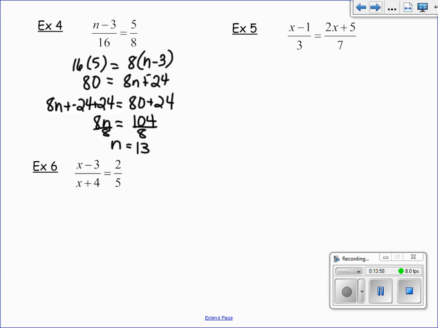Example 5, you can see it's kicked up a notch. You're going to end up with an equation with variables on both sides, which we worked out in the past couple of days. I want you and your partner to do 5 together, not individually and check. Talk together through it. When you agree on the answer, call me over. I'll give you your homework. You can start on it.